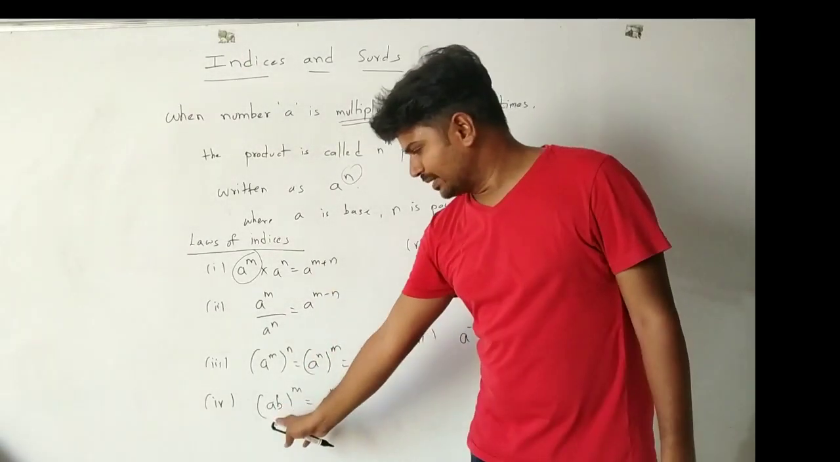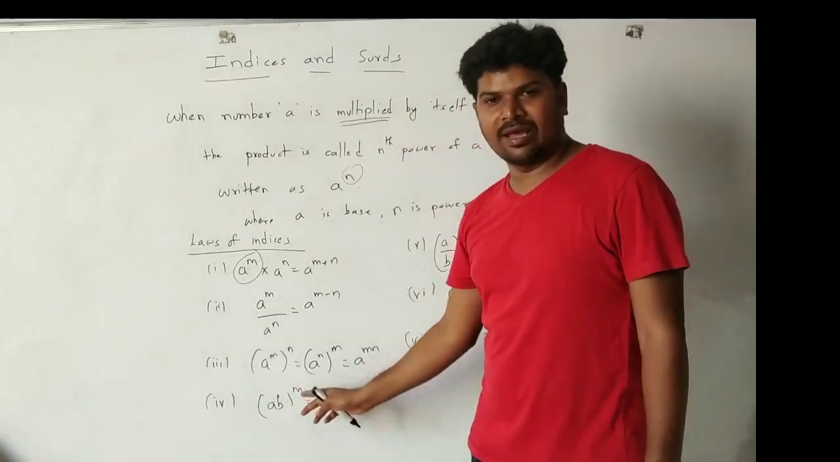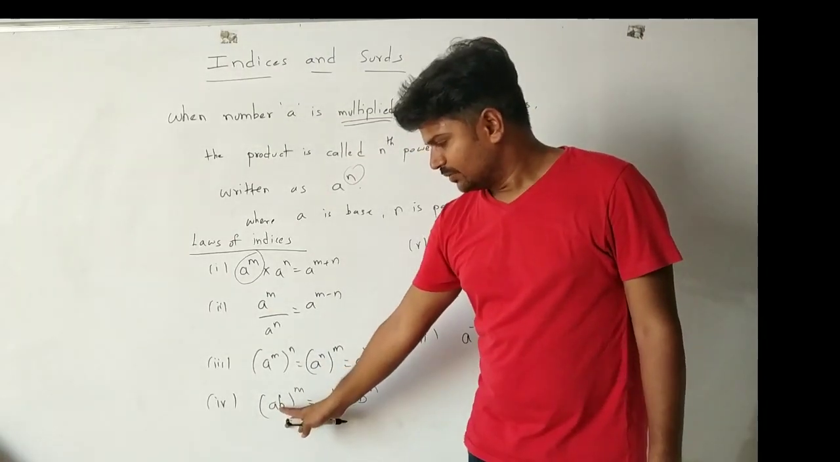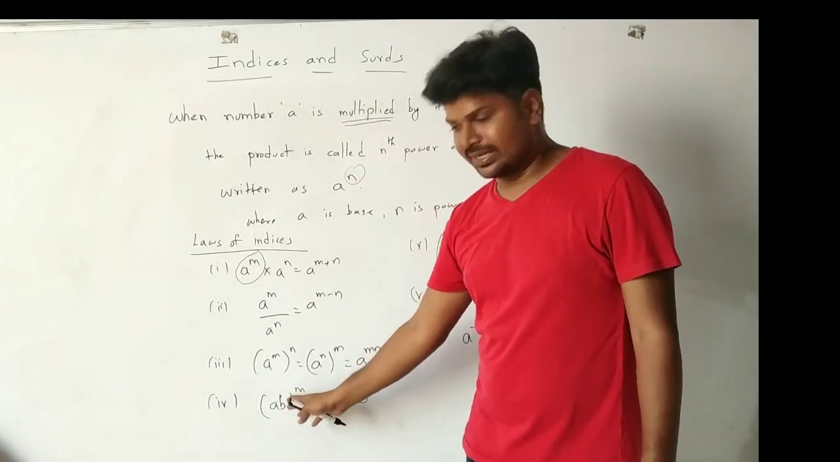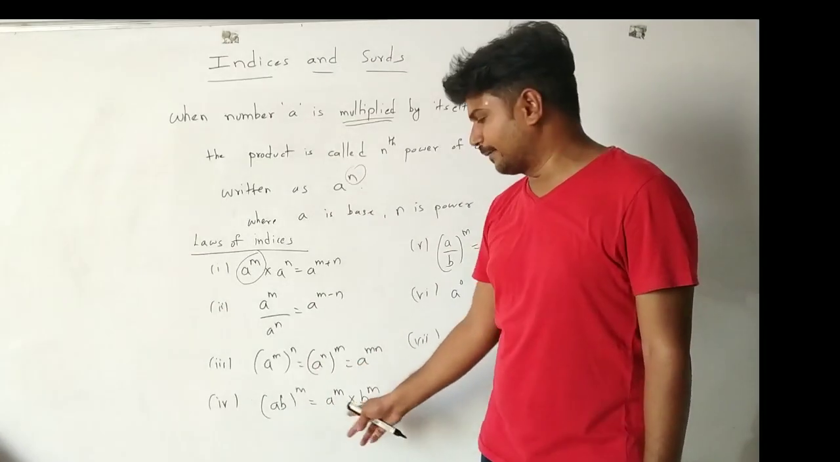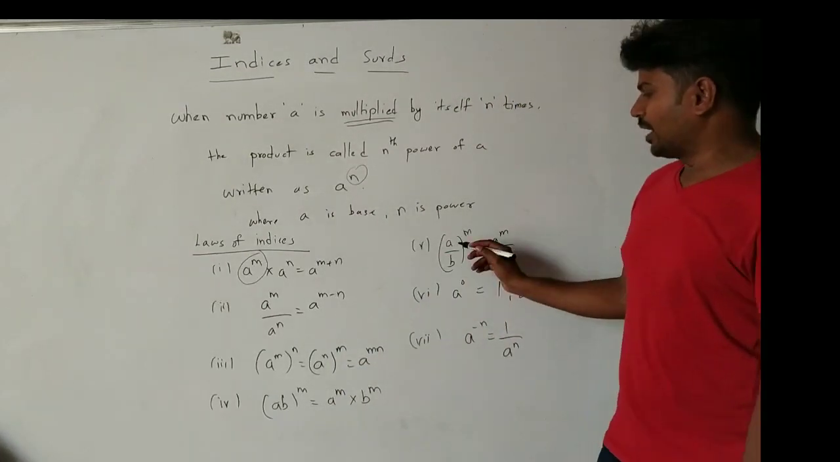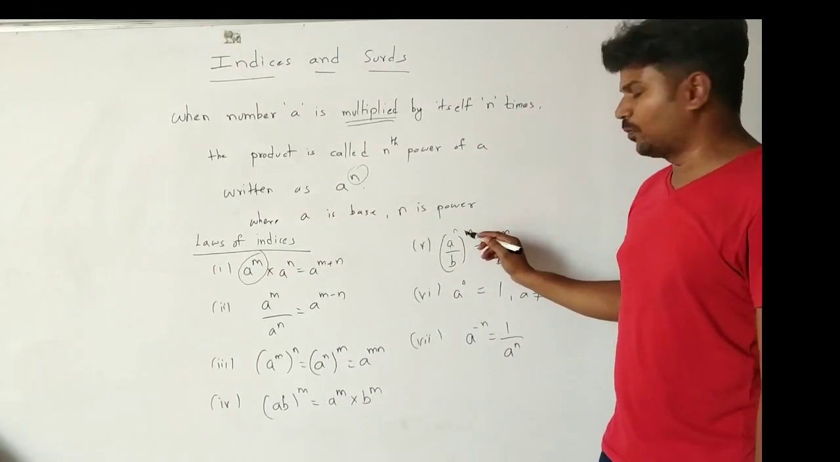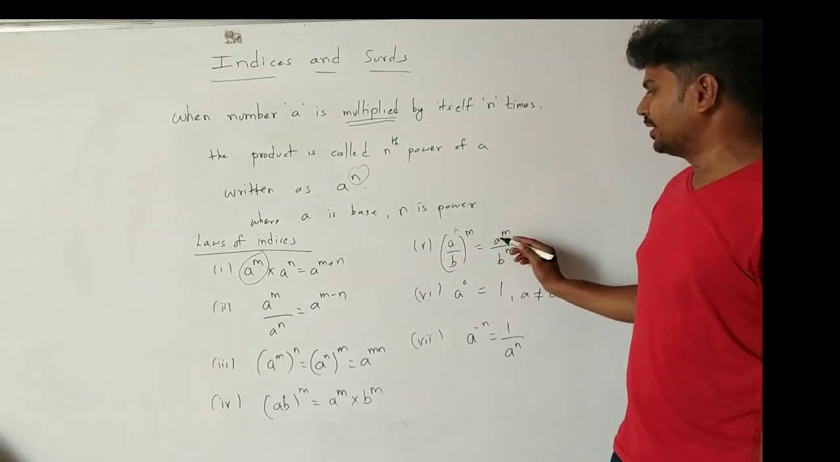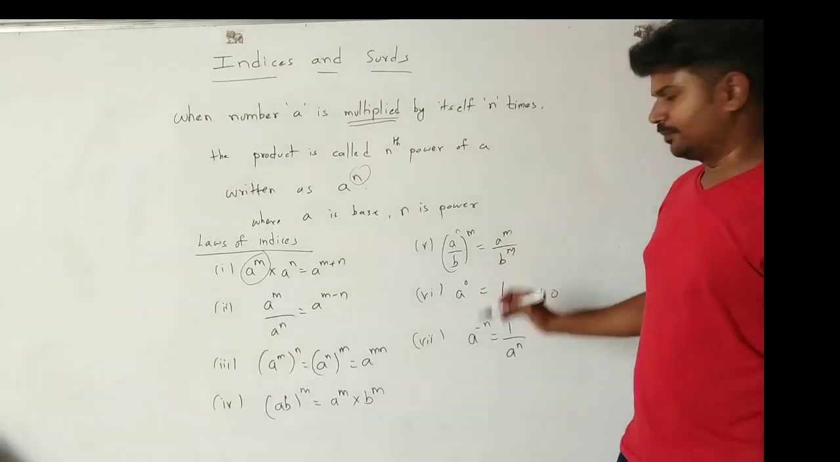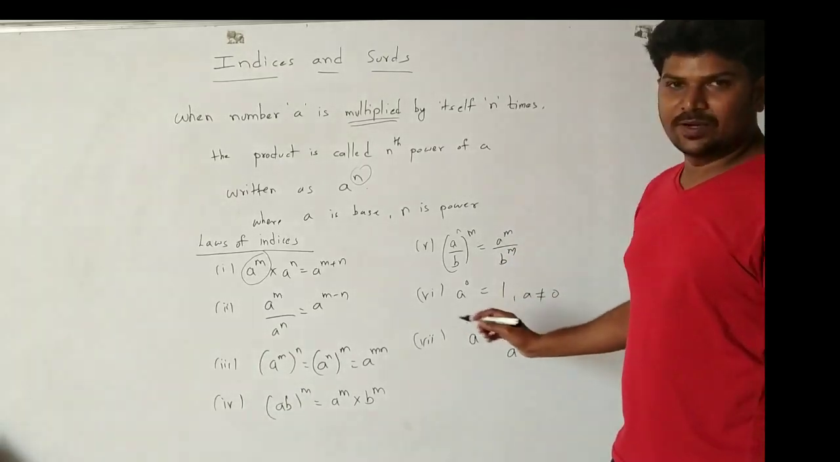Now, if there are two numbers inside and we have total power m, you can separate these numbers individually, because here the sign is multiplication. When it comes outside also, this becomes multiplication. It will be a power m into b power m. Similarly, if we have division inside to the whole power m, the same thing is copied: each base to the power m, so a power m divided by b power m.